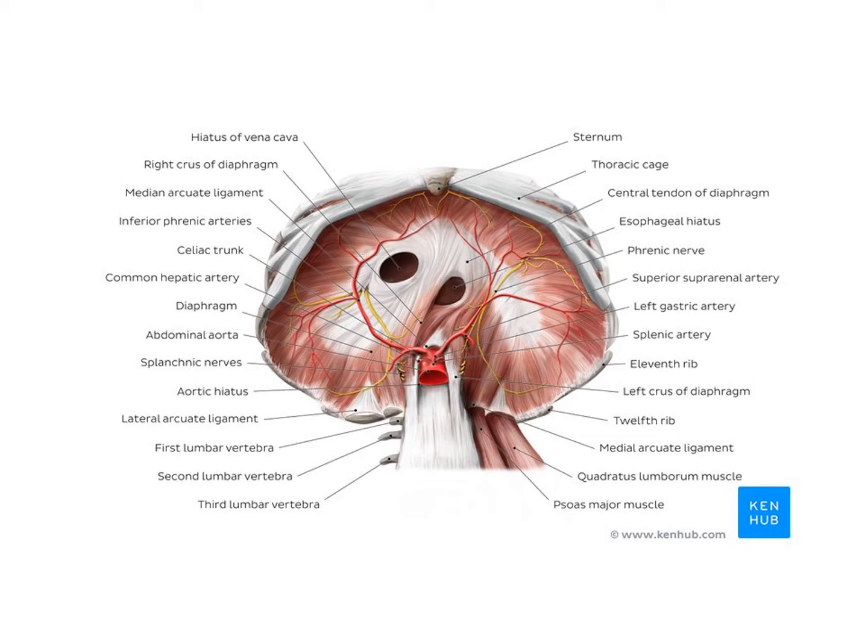Then we have the aortic opening at the level of T12. It is a rounded opening posterior to the median arcuate ligament. Structures passing are the abdominal aorta, thoracic duct, and azygos vein. And there is no effect on this opening during contraction of the diaphragm.